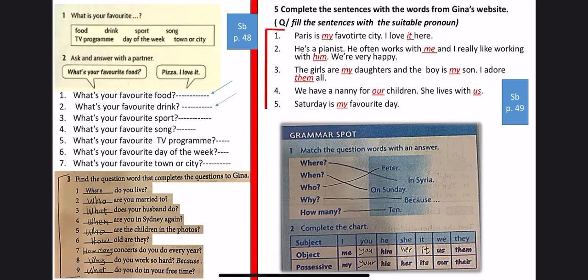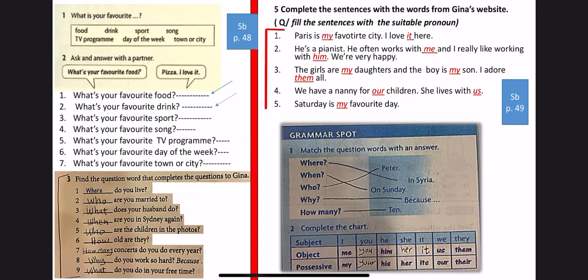The next one, what's your favorite drink? So here absolutely we couldn't find any main verb. The main verb here is is. While in exercise 3 we use do. Where do you live? Here we use do because we have live, which is the main verb. So live is the main verb, do is the auxiliary verb. So where do you live?